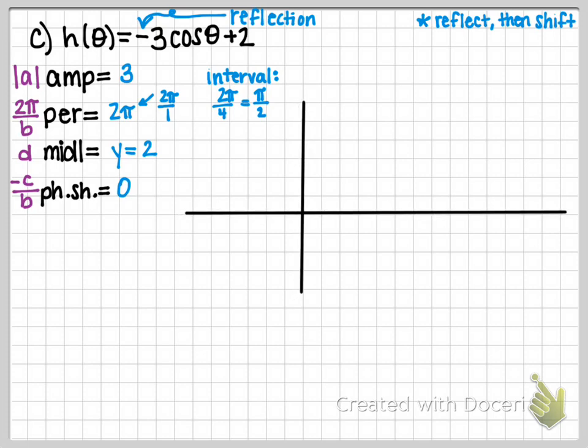So let's go through and label this up just like before. We got pi 0. 0 plus pi over 2 is pi over 2. Pi over 2 plus pi over 2 is pi. Pi plus pi over 2 is 3 pi over 2. 3 pi over 2 plus pi over 2 is 2 pi. Now this time our midline is going to be at positive 2. So here's positive 2. And I like to put my little dotted line through there. Good deal.